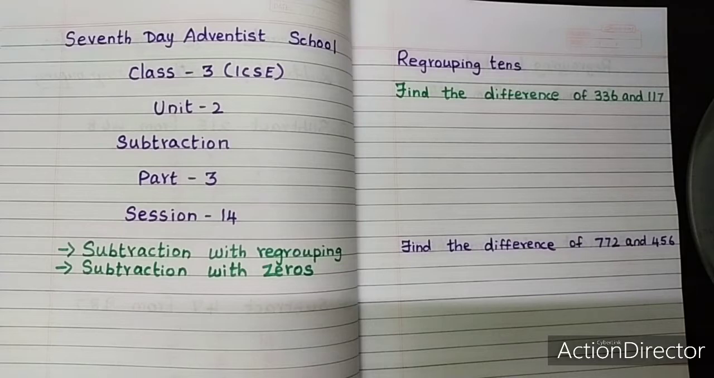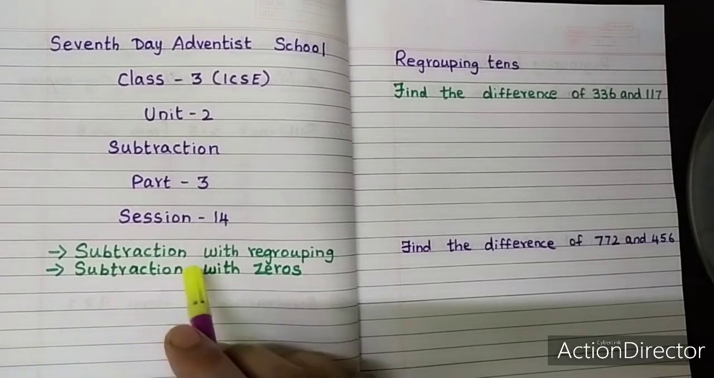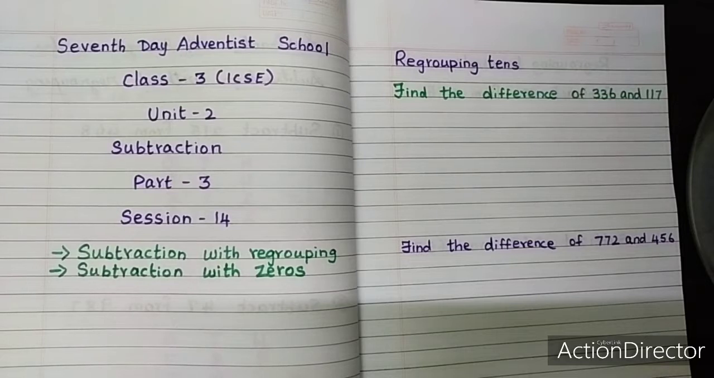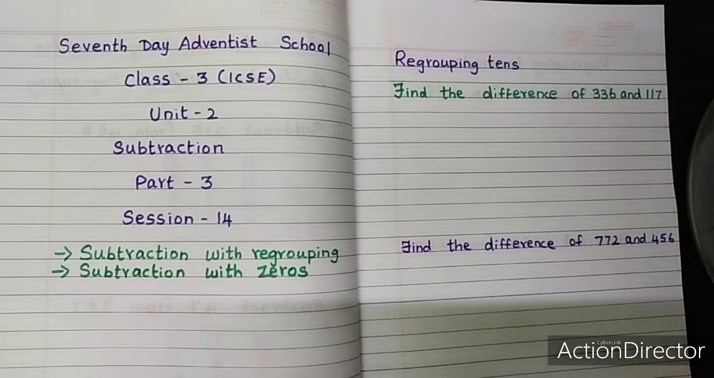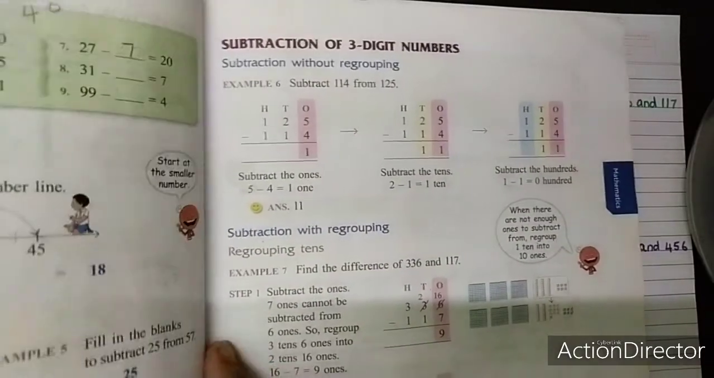Hello children. So today we are going to start with subtraction with regrouping. Last class we studied how to count forward using a number line and subtract using the expanded method, and we saw subtraction without regrouping. Can you see the textbook, right? Yes.